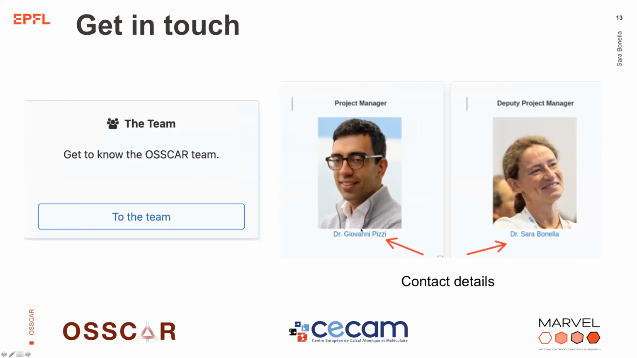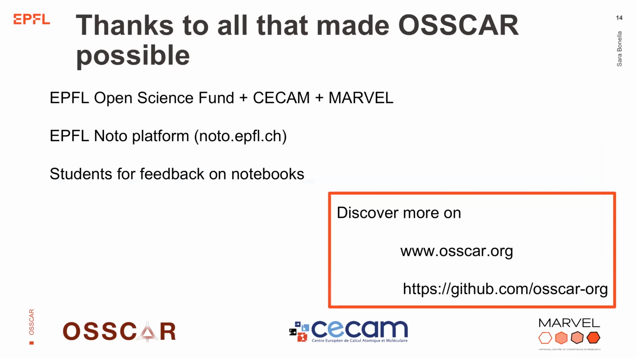Here I only have the pictures of the two oldest members of the team, simply because if you click on our names, this will take you to a page where you can find contact details, including our email address. So you can write directly to us and we can start interacting to see how and if we can collaborate to get your own OSCAR going.